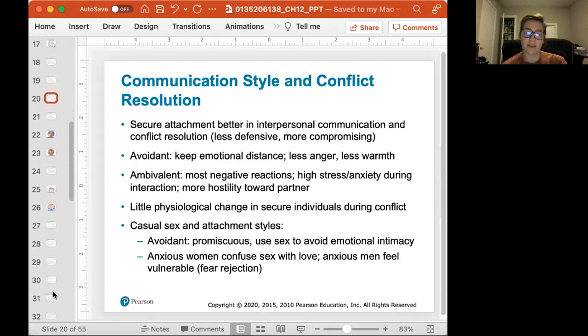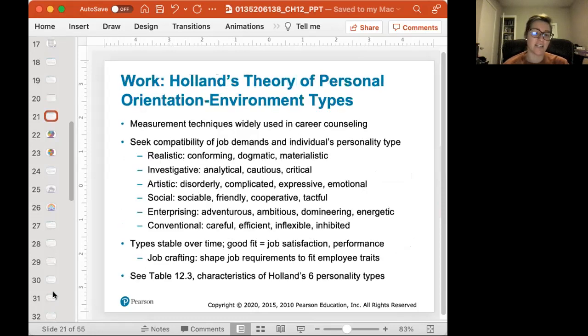And in terms of casual sex and attachment styles, the avoidant attachment style person may perhaps be promiscuous and use sex to avoid emotional intimacy. And anxious women often confuse sex with love, whereas anxious men feel vulnerable and fear rejection regarding sexuality. And again, these are definitely things that you're going to see in counseling with your clients.